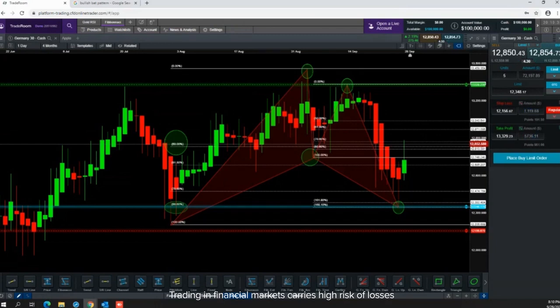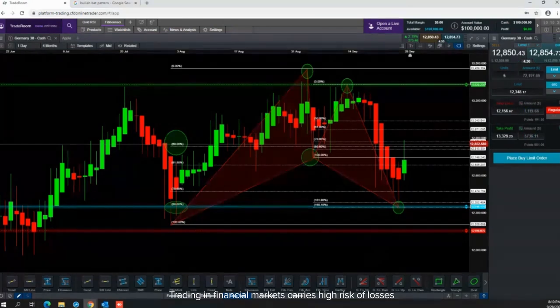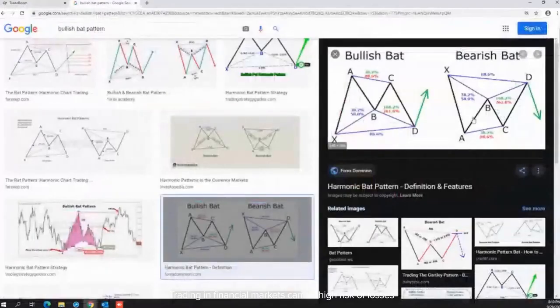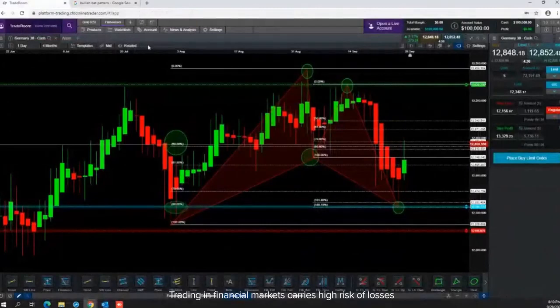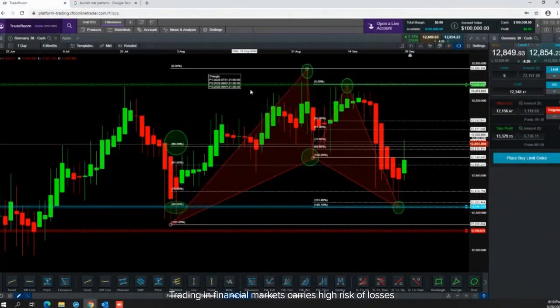So, and that is how Fibonacci's are used to identify the patterns. We have many patterns. One is the Gartley pattern. There is bullish bat. There is butterfly pattern. There is scrap pattern, and there are many more patterns that you can identify within these charts. But this is one that had happened recently, and it was a good example to show you all today.